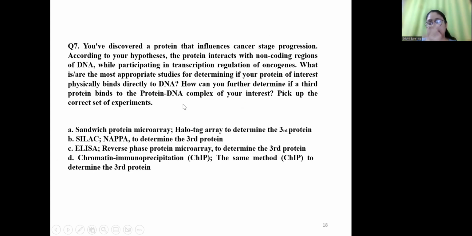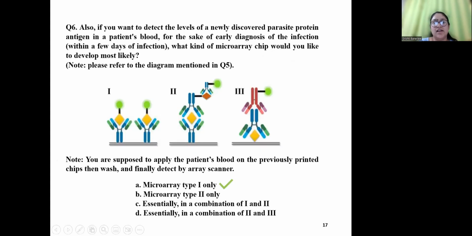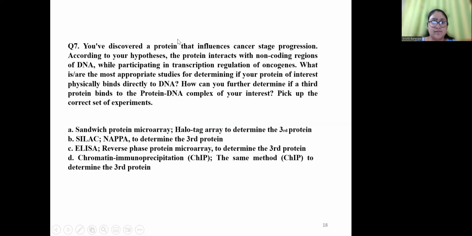Like you have a protein DNA complex, you have your oncogene, and its protein interacts. Okay. And if there's one more third protein that binds to that, how can that be detected by sandwich? Can this picture, in some way, indicate that a third protein can be detected? Is it possible? I guess no.